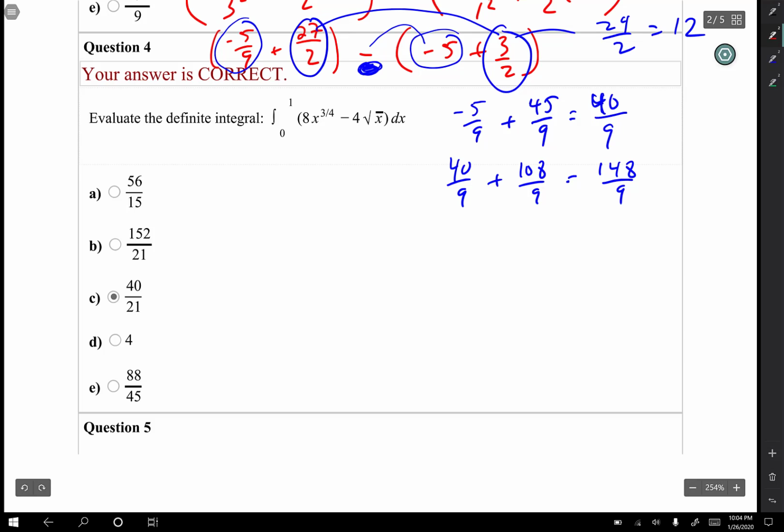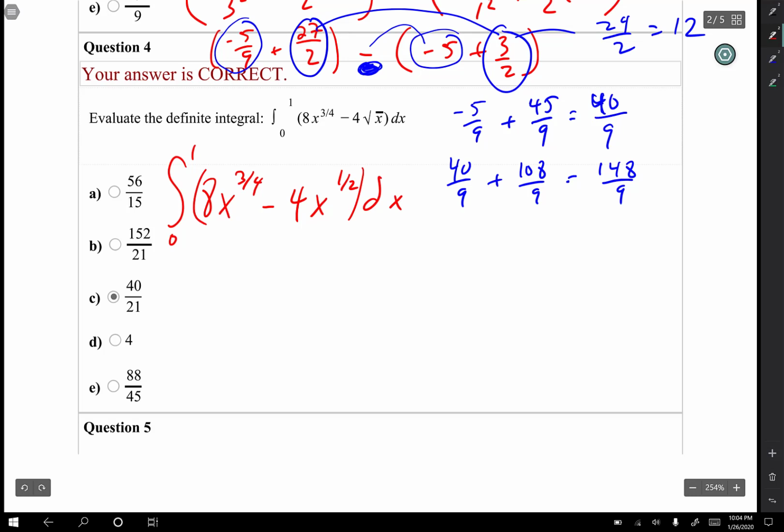All right, here we go. No, not yet. This one's easy enough. All right, so again, let's rewrite this. I'm going to go in red. The integral from 0 to 1 of 8x to the 3/4 minus 4x to the half dx.